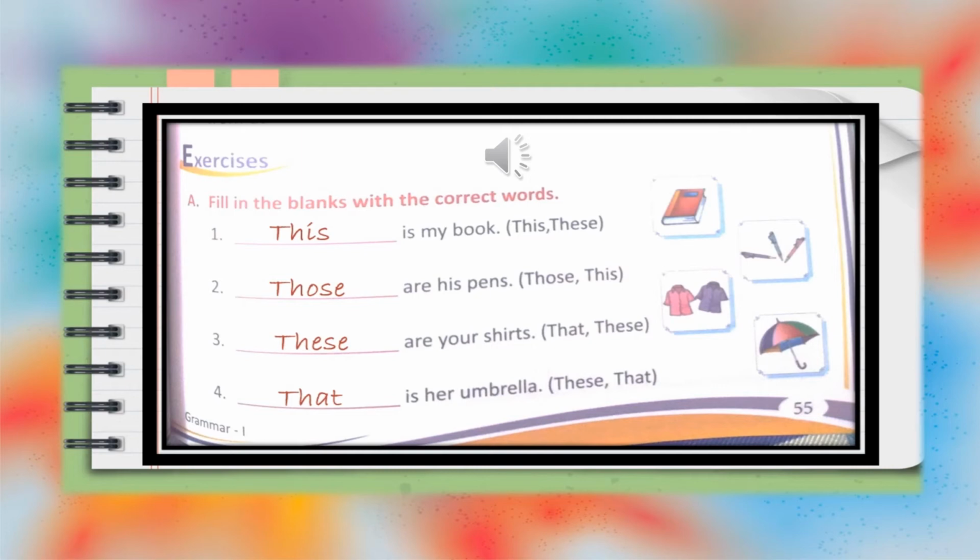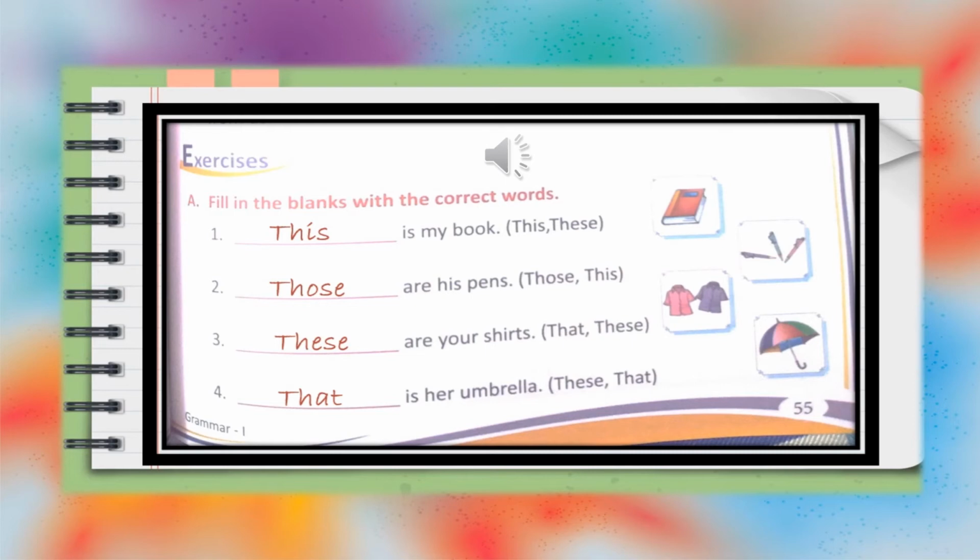Number 3. Dash are your shirts. That, these. Here shirts means the objects are plural but they are close to us. So what should we use, kids? Yes, we use these for plural near objects. So we will say these are your shirts.